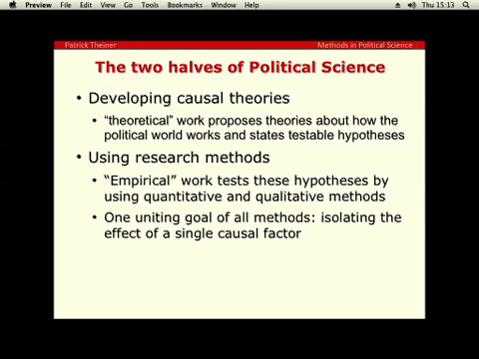So we say that democracies are great because everyone's represented. Now let's look at whether everyone is actually represented in a democracy. And maybe it turns out that certain groups of people are systematically excluded. So you can either develop causal theories, as it's called, or you can use different research methods to test those theories.